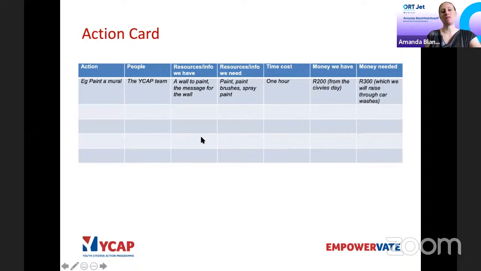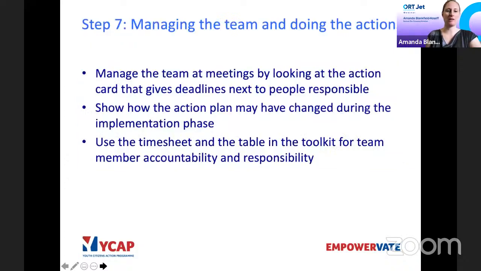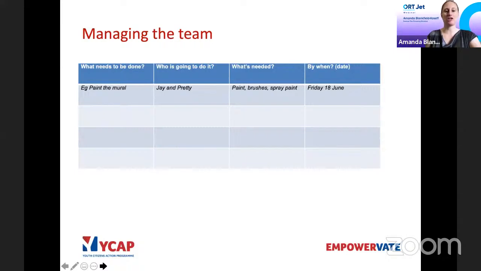So we do this for each element, and we can do it for each of the hats even, which can be quite useful. At least you have everything in one table and it's easy to see, and you know who's supposed to be doing it, which helps. And then a step further from the action card is step 7, which is managing the team and doing the actions. So managing the team at meetings by looking at the action card that gives deadlines next to people responsible, and show how the action plan may have changed during the implementation phase. Things don't always go according to plan. And then use the timesheet in the table if you want to use the timesheet to teach accountability and responsibility to the team.